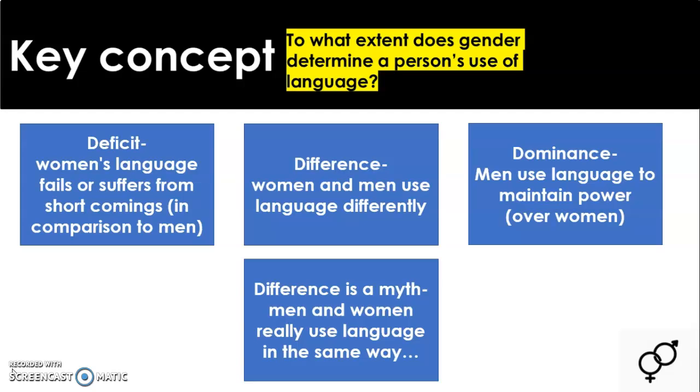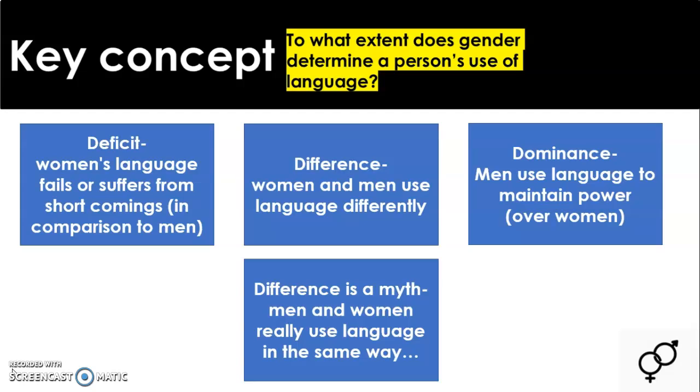This is really important. So when we look at attitudes towards gender, we cover 4 Ds. We begin chronologically with the D of deficit. Now, this relates to an attitude towards women's language, which says that women's language is in a state of deficit. It fails or suffers from certain shortcomings in comparison to the language of men. So when we talk about the deficit model, it's this model that interprets women's language usage as failing or suffering from shortcomings. Now, this is the oldest idea we look at.